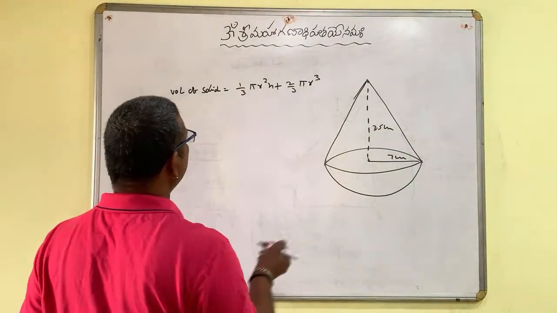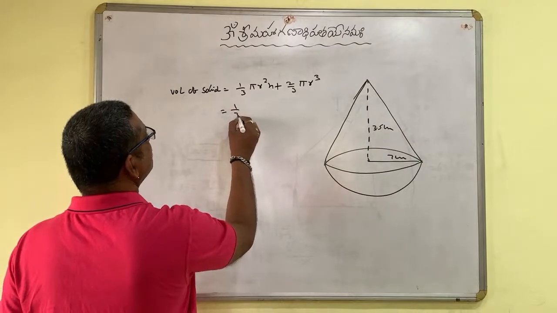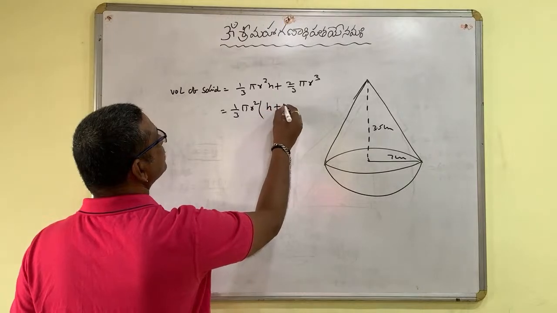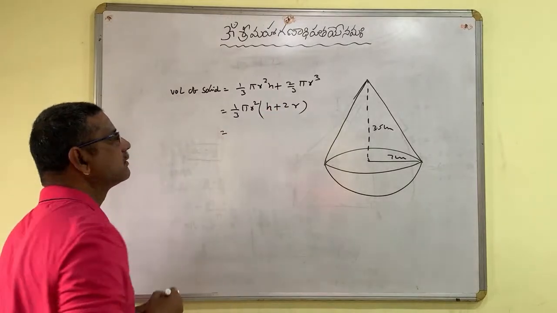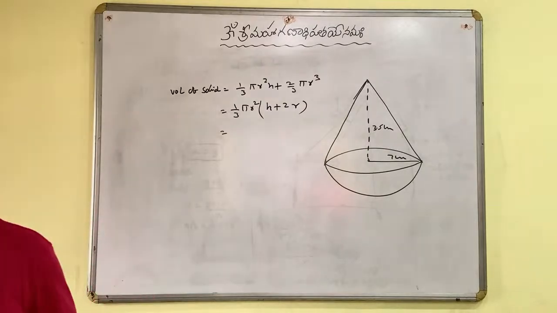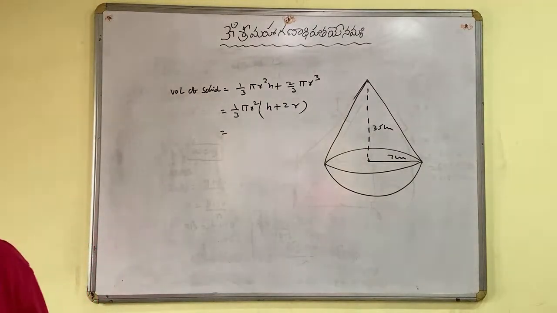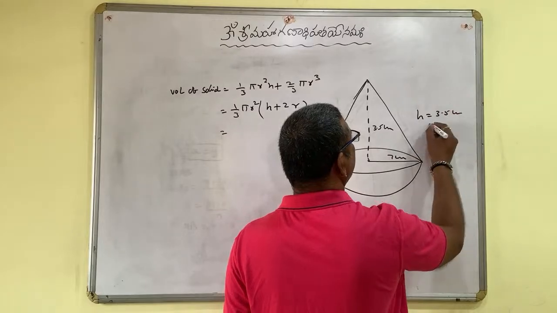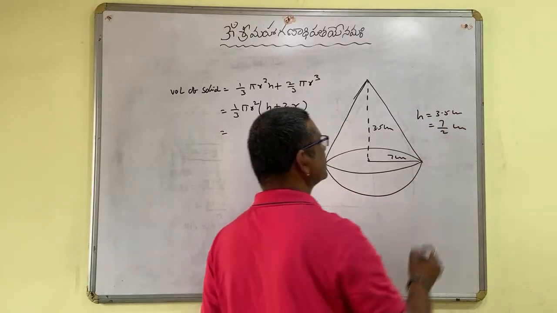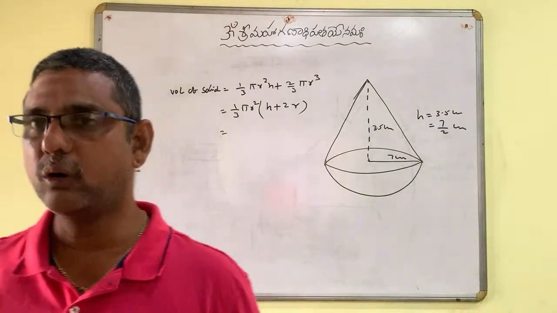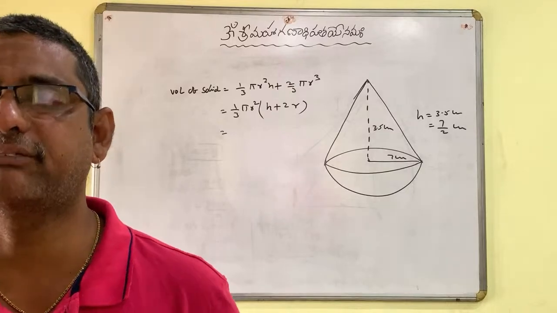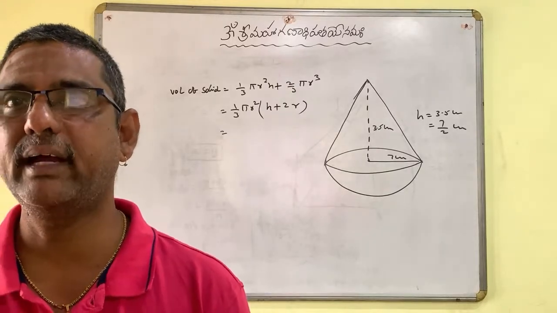See what we can do here? We can take 1/3 pi r square common. So h plus 2r is remaining. Now insert the values. Height is given 3.5 centimeters. Take it as 7/2 centimeters. Don't put 3.5. Insert 7/2 in the place of 3.5. Simplify and tell me the answer, children.